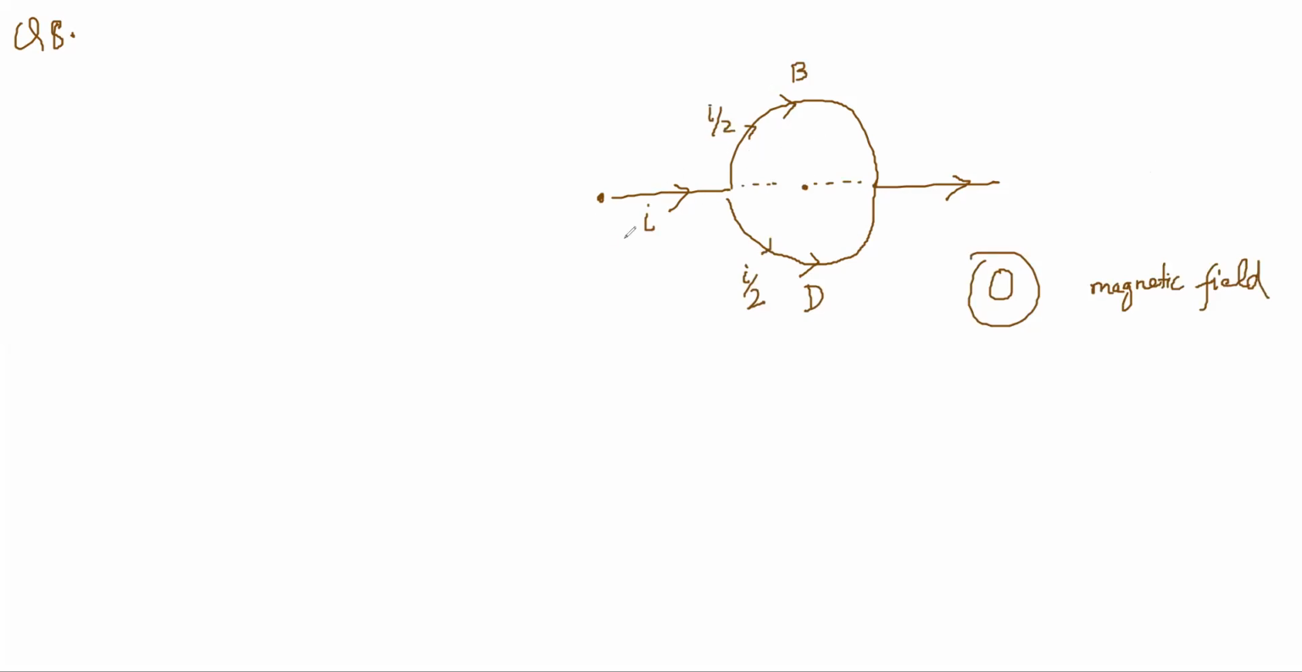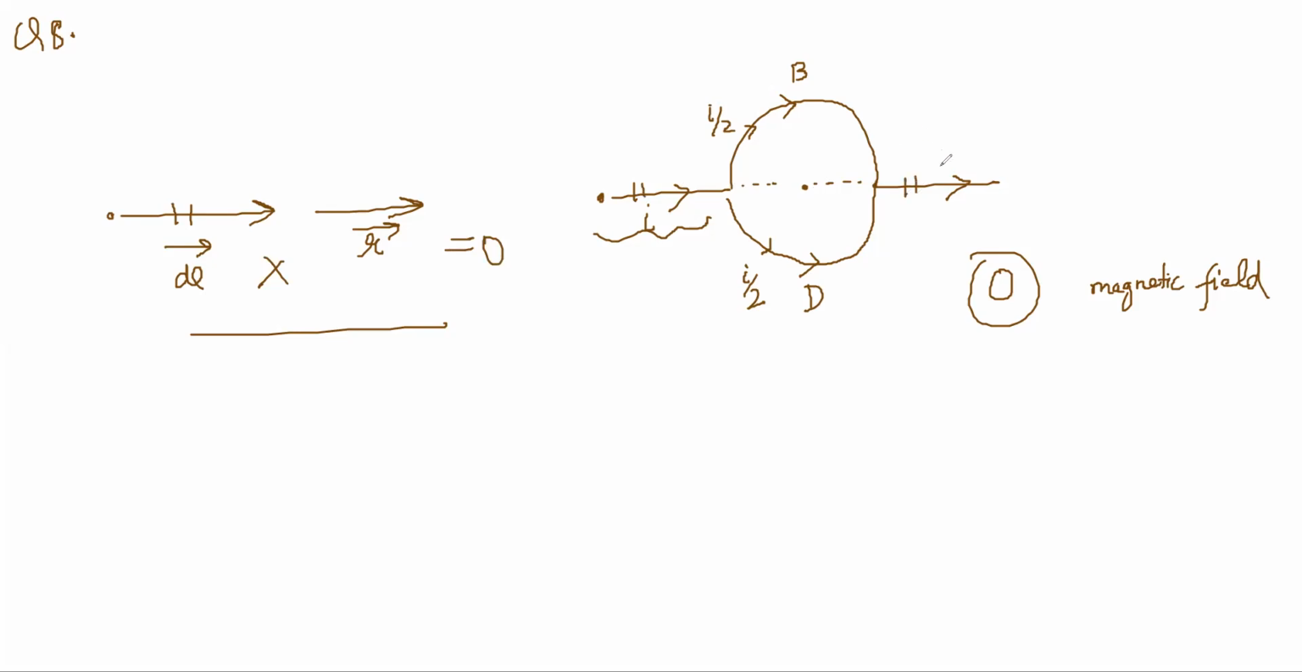And this doesn't contribute. Why? Because dl is in this direction and r is also in this direction, so dl cross r will be 0 due to this section. And this section is also, they will have a 180-degree angle. So these two elements don't contribute anyway.